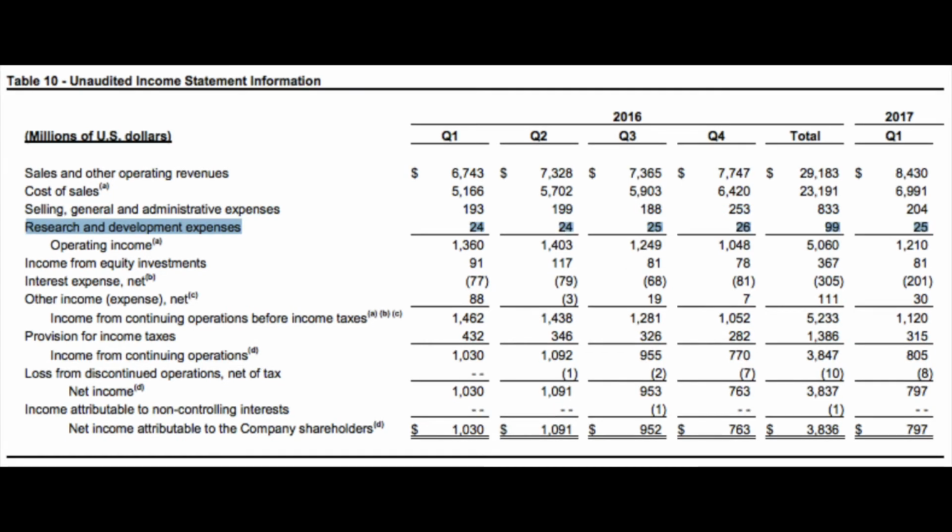And the next part of the income statement is research and development expenses. This is just how much money the company is putting into research for new products or more efficient ways to make their products, things like that. Just anything that's going into research or development for them.